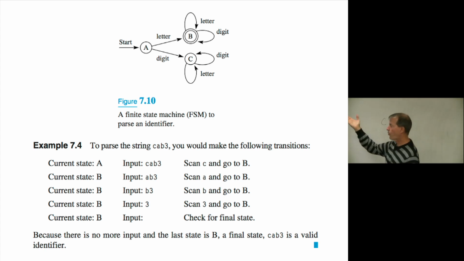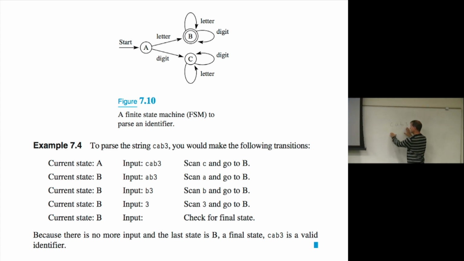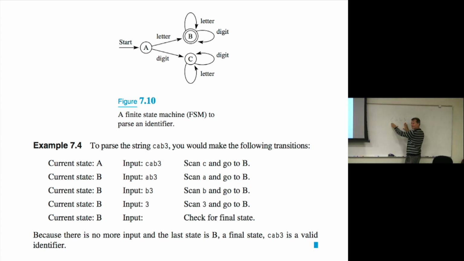And the question is, what state are we in? We're in state B. But what kind of state is B? B is a final state. Therefore, this string is a good one. It passed the test. Are you with me? What kind of a string would pass the test? Can you give me another example of a string that would pass the test? One that starts with a letter. In fact, one that would not pass the test would be what? One that starts with a digit, that's right.